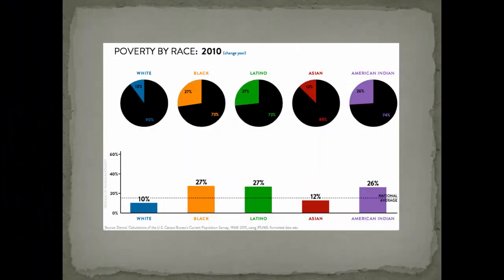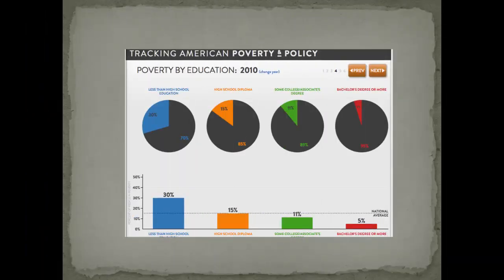Poverty is also unevenly distributed by race. Racial minorities are overrepresented among people living in poverty. Unsurprisingly, education levels also have a great deal to do with poverty rates. Don't quit school. A college education makes it much less likely that you will live in poverty. Only 30% of Americans have a bachelor's degree.